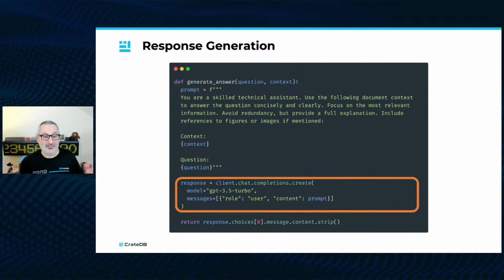So we can use, in this case, ChatGPT 3.5 Turbo. And we're just going to say, I'm prompting you with this document, go away and generate a response. And when we get the response back, we're just going to send it out to the user.